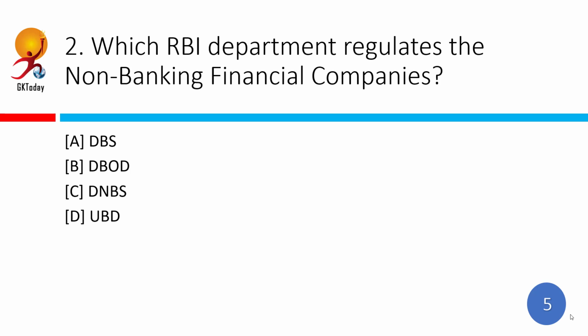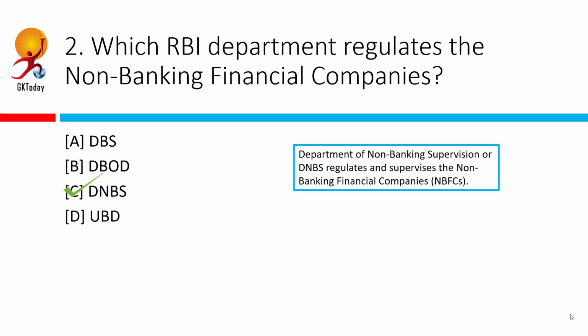Which RBI department regulates the non-banking financial companies? Correct answer is DNBS, which stands for Department of Non-Banking Supervision, which is in charge of regulating and supervising non-banking financial companies. Similarly, there's a Department of Banking Operations and Development, which frames regulations for commercial banks, and a Department of Banking Supervision that undertakes supervision of commercial banks, including local area banks and all India financial institutions.